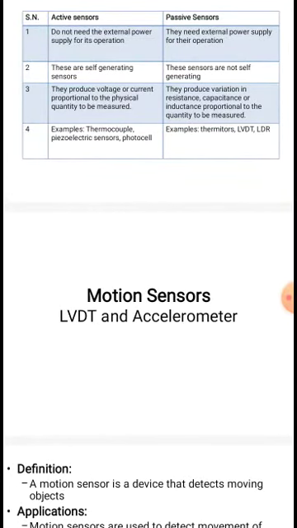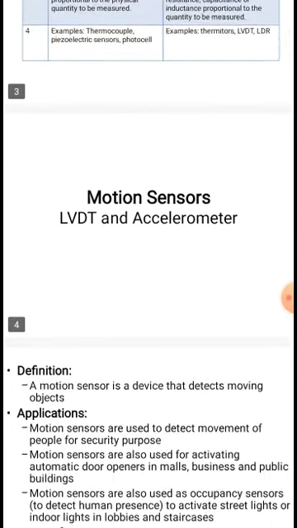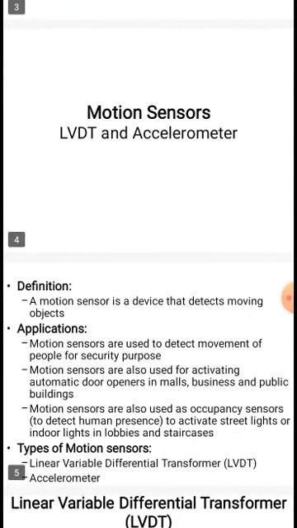Passive sensors produce the output in the form of change of resistance, change of capacitance, or change of inductance proportional to the quantity we measure. Examples of active sensors are thermocouple, piezoelectric sensor, and photocells. Passive sensors are thermistor, LVDT, and LDR. There are a number of types.